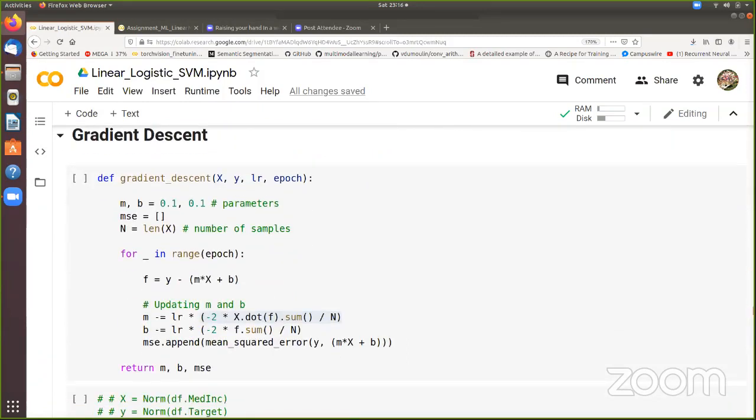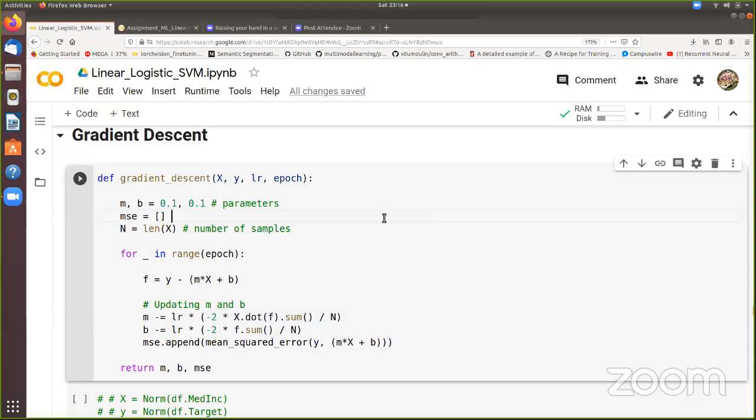Shall I move to gradient descent, or is there any question? For gradient descent, as JD mentioned today in the class, we first need to initialize the parameters, which are the slope and the intercept. We also initialize an empty list for saving the values of mean square error over the epochs. Now for every epoch, we will compute the derivative with respect to the slope and with respect to b. This is the same equation as we saw in the class today.